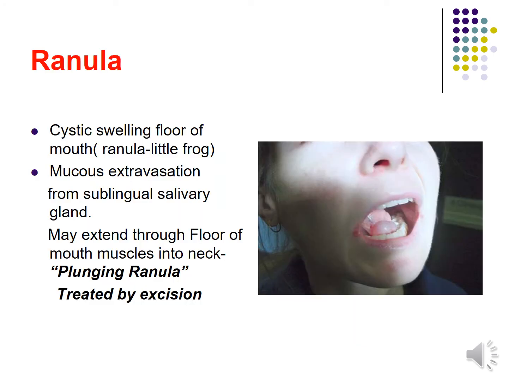Then what is ranula? Ranula is a swelling at the floor of the mouth. It is a cystic swelling. The floor of the mouth looks like a little frog. It is a mucus extravasation from the sublingual salivary gland. It may extend through the floor of the mouth into the muscle in the neck, and it is called a plunging ranula. The treatment is excision of the ranula.